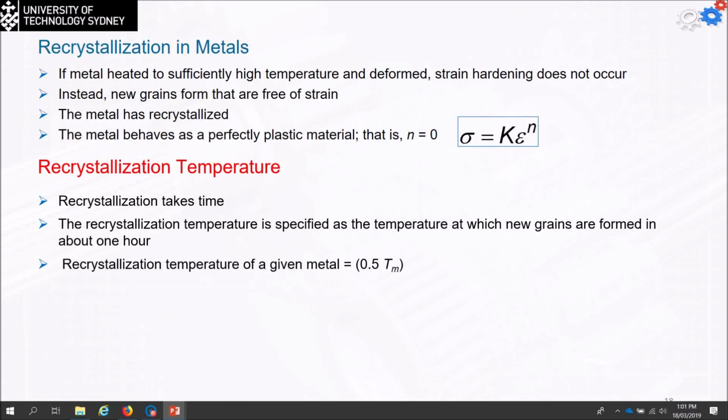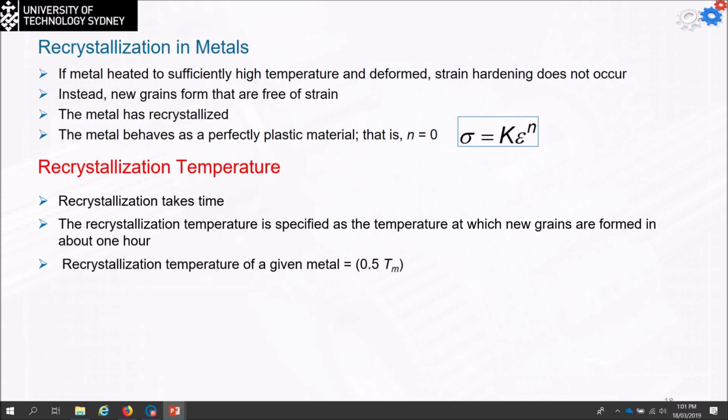Now you remember the stress is equal to K multiplied by the strain to the power n. So if n is equal to 0, that means the stress is equal to K, and that makes it what we call a perfectly plastic material. We have a straight line for the range of plasticity. The recrystallization takes some time to occur, and the recrystallization temperature is specified as the temperature at which new grains form in about 1 hour. This temperature is usually about half of the melting temperature of the metal.